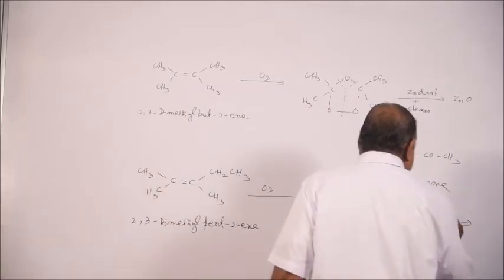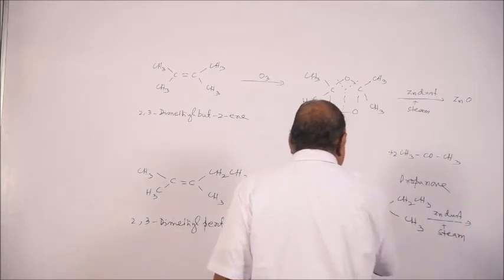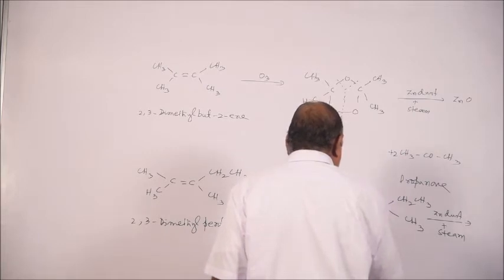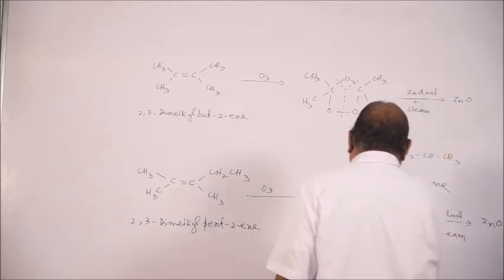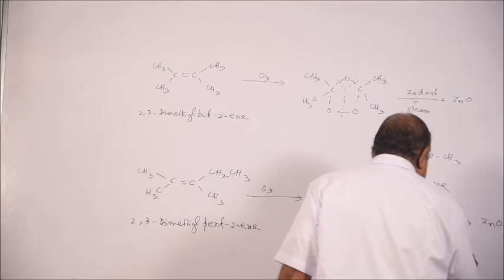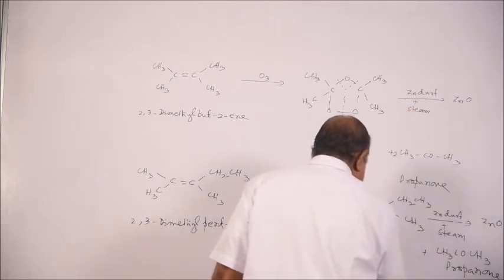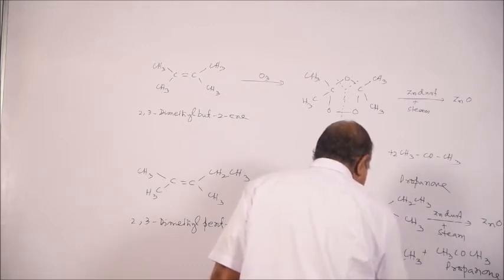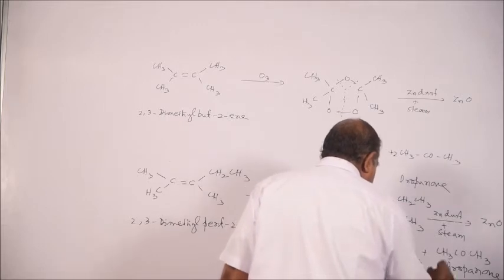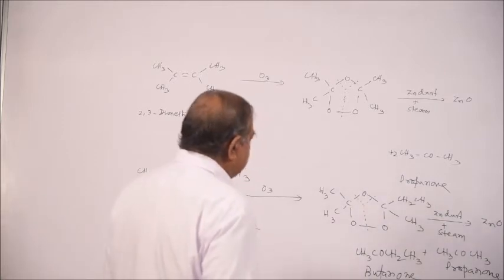When it is heated with zinc dust and steam, here the carbon-oxygen bond and oxygen-oxygen bond break. One oxygen atom is taken by zinc, giving you zinc oxide. This side you can say CH3COCH3. This is your propanone, and the other side is CH3COCH2CH3. This is butanone. So you are getting two different ketones. One is propanone, the second one is butanone.